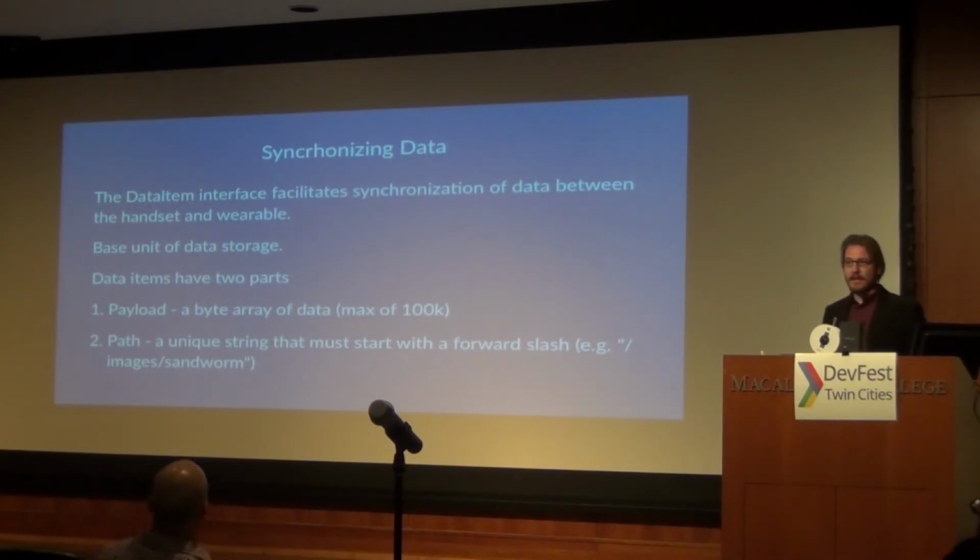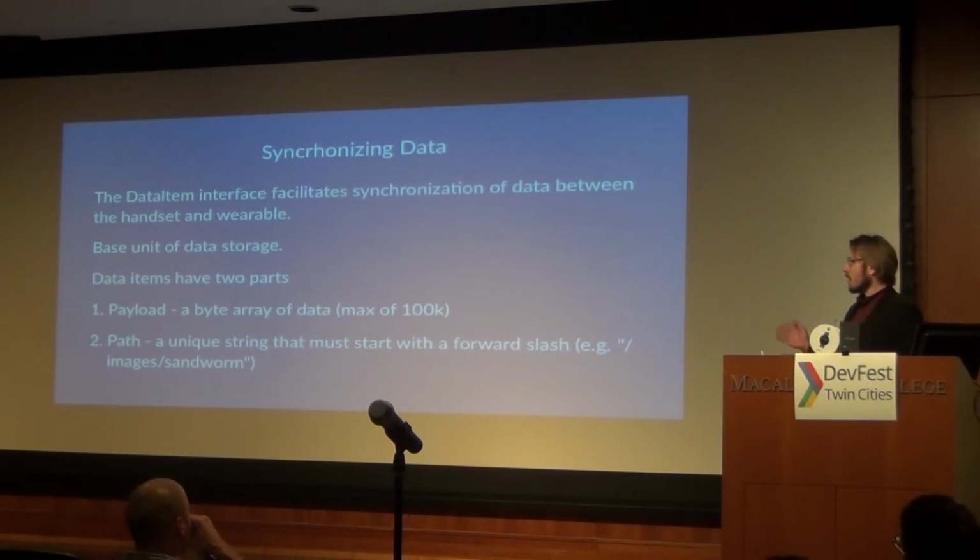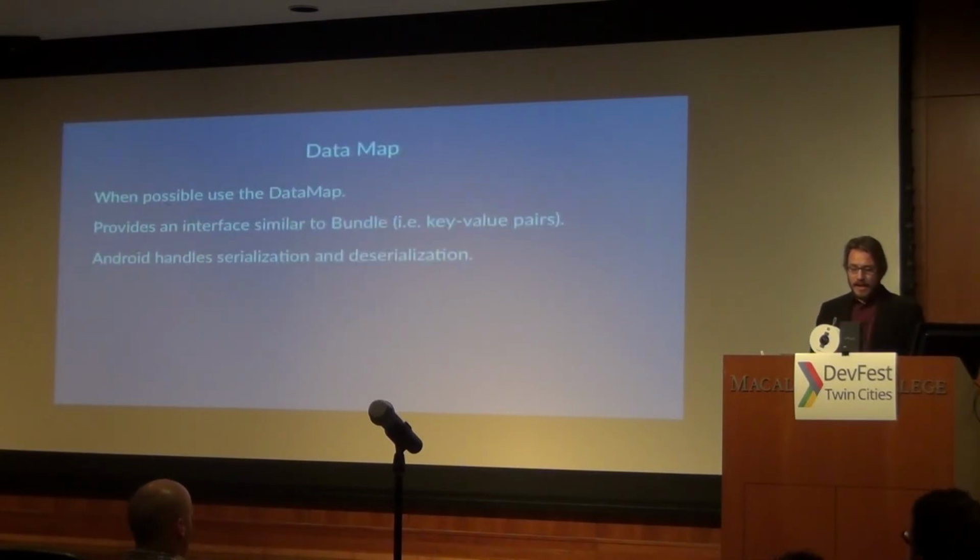In order to synchronize data, we use a class or an interface called the DataItem interface, and this facilitates synchronization of data. It has a restriction of a max of about 100 kilobytes of information, and it requires you to have a unique path to identify the data on the system. However, you're usually going to be using the DataMap, which is a kind of wrapper around the DataItem and allows you to interact with the data like you would a Bundle. And then Android handles serialization and deserialization.